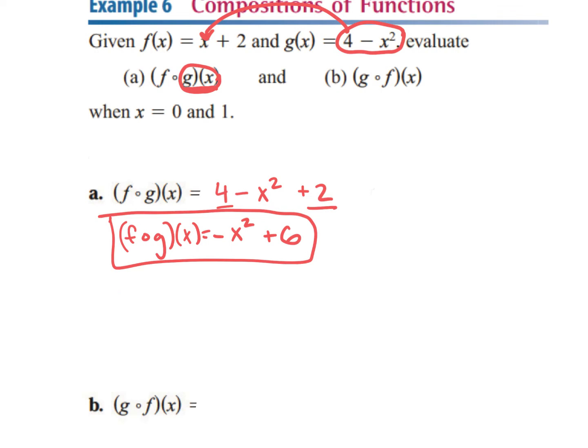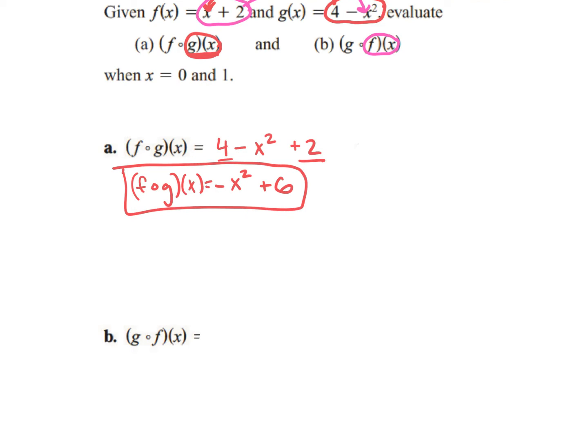It says we have to find g of f of x. So this is different because it's in a different order. So we start with the one on the inside. So f is on the inside now. So I'm going to take my entire function f and put it in the x in g. So now I'm picking up f and putting it into the x in my other function.